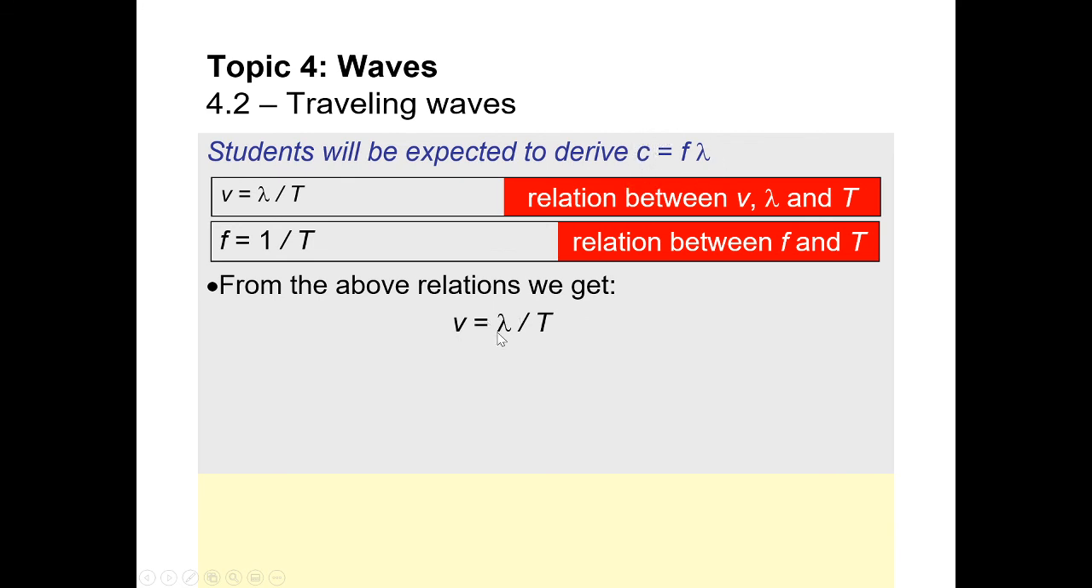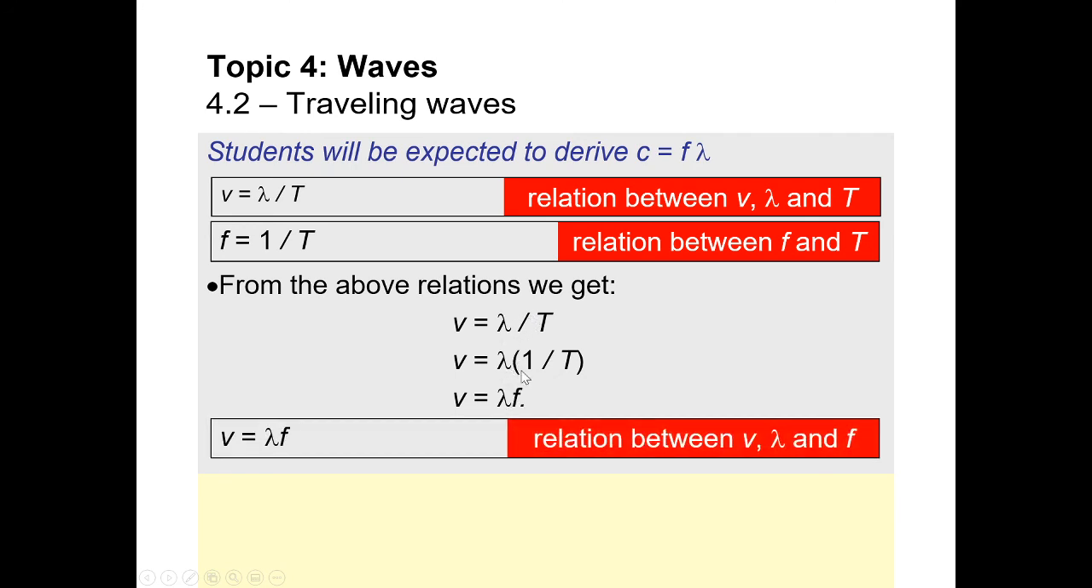If speed is equal to distance over time and frequency is 1 over time, we can take this ratio and split it up. So that is the same as the next line, lambda times 1 over T. Now 1 over T is your frequency, hence we get v is equal to lambda f, or v equals f lambda.